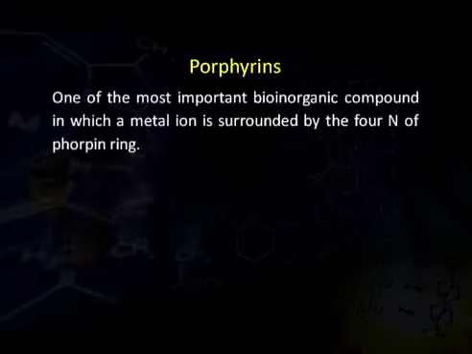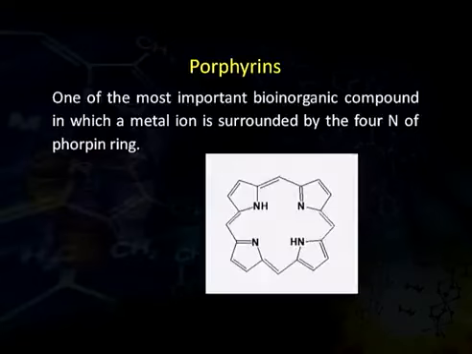Porphyrins are one of the most important bioinorganic compounds in which a metal ion is surrounded by the 4 nitrogen of the porphine ring. What is this porphine ring? This structure is showing the porphine ring in which we can see there are 4 pyrrole rings. These are the 4 pyrrole rings 1, 2, 3 and 4, and these are connected by methane bridges. A double bond and a single bond, we can see these are the methane bridges through which the pyrrole rings are being connected. There are 4 nitrogen and in the center we have some space where the metal can be easily fitted. So, porphines are made of 4 pyrrole rings linked together through methane bridges.